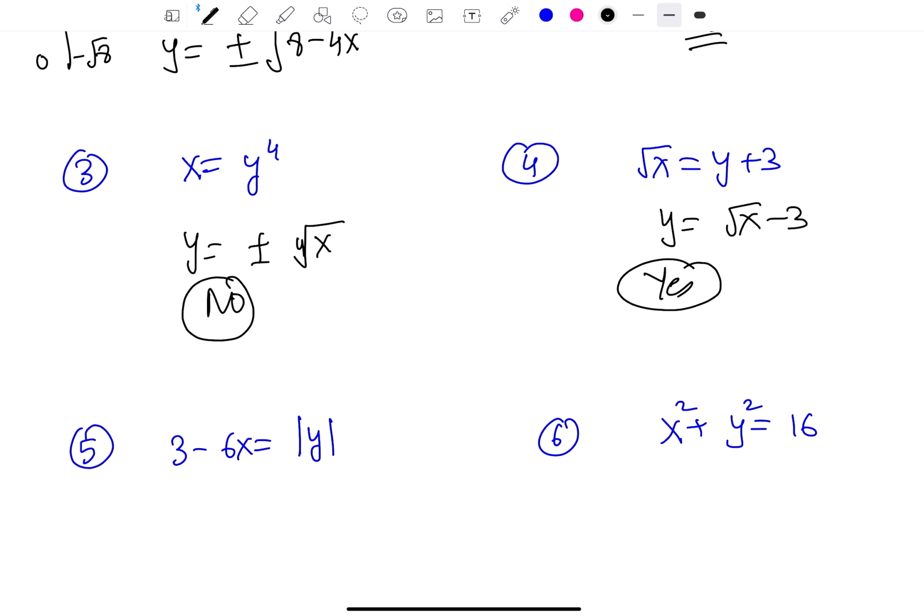One output will not be connected to more than one input value. x's will not be repeating here. So if you go ahead and make a table.